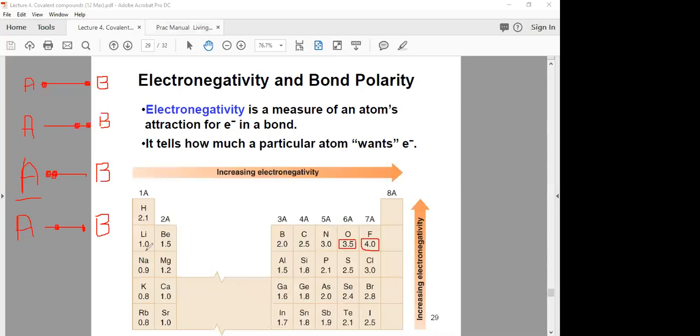Let's look at some examples here. Sodium has a very low electronegativity value. What about carbon? This is a very common one. Carbon has a lower electronegativity value, 2.5. Nitrogen, 3, and so on. So keep these electronegativity values in mind for some of your tutorial questions, and also we're going to come back to some of these values in just a minute.